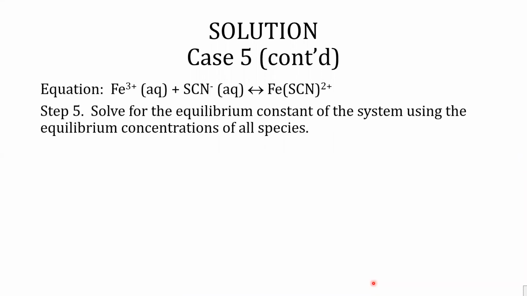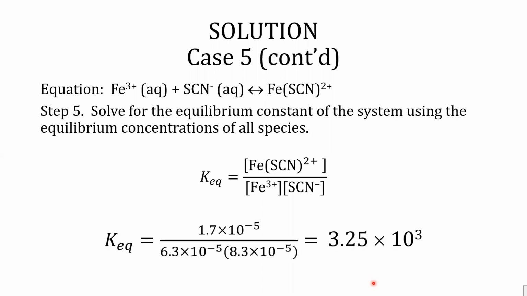Step 5 is to solve for the equilibrium constant of the system using the equilibrium concentration of all species. Keq equals the concentration of FeSCN2+ divided by the concentrations of Fe3+ times SCN-. Keq equals, after plugging in the equilibrium concentrations, 3.25 times 10^3.